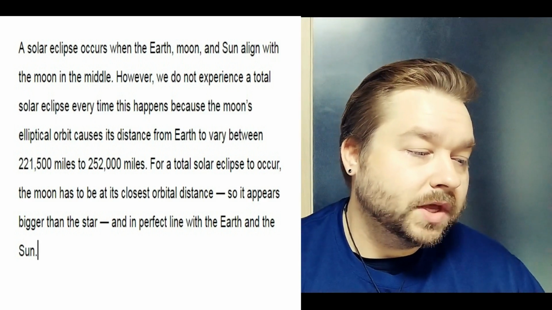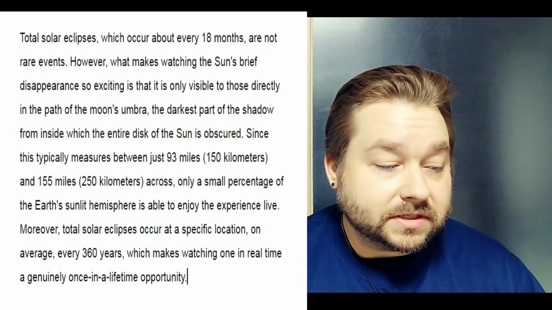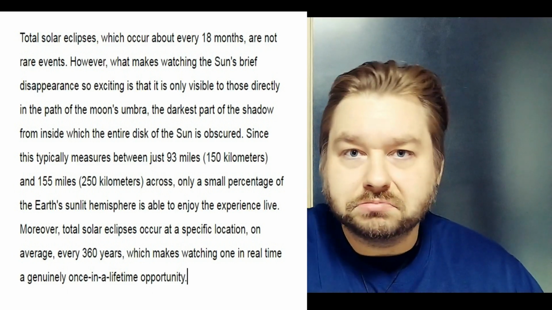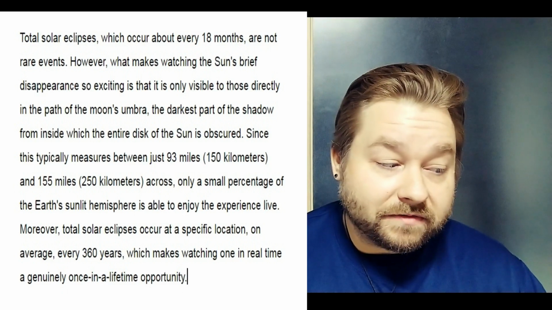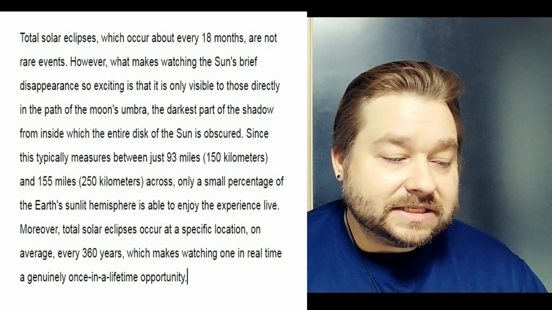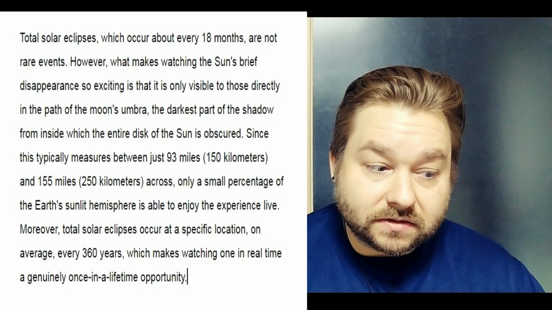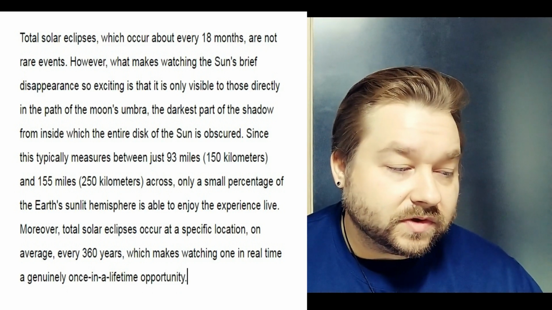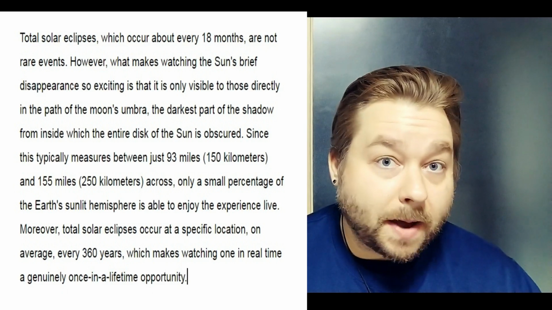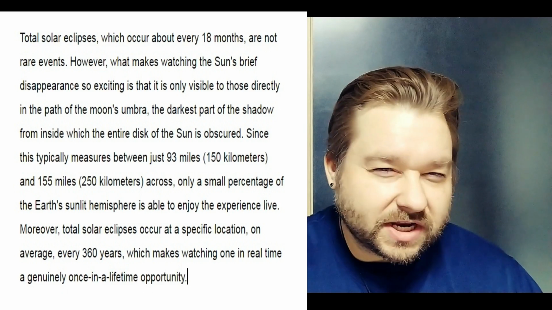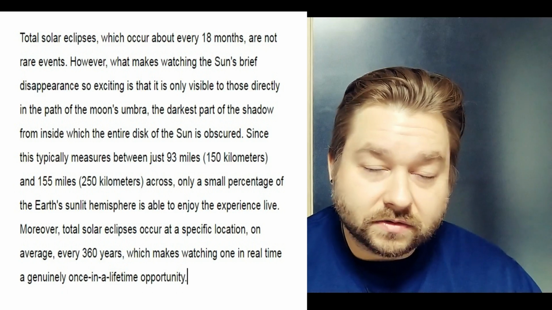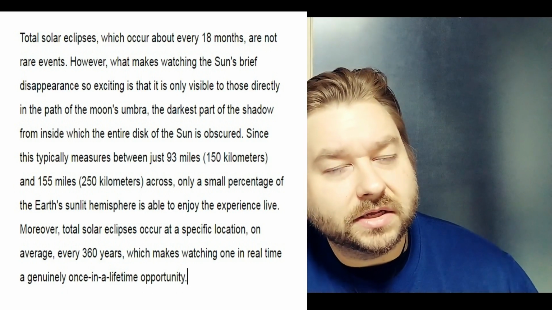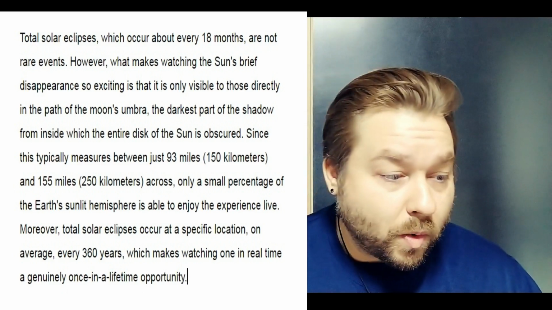Let's keep going. Total solar eclipses, which occur about every 18 months, are not rare events. Easy. However, what makes watching the sun's brief disappearance so exciting is that it is only visible to those directly in the path of the moon's umbra. Let's do that again, because there was a pause there. What makes it so exciting is, it's kind of a why, right? It's kind of an explanation why.